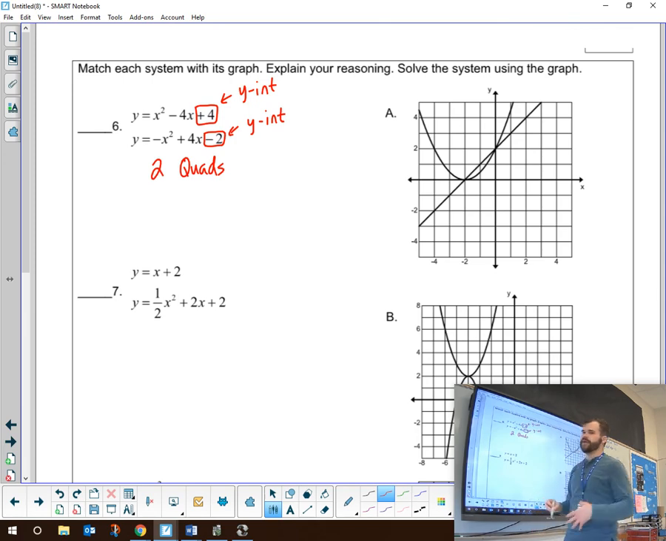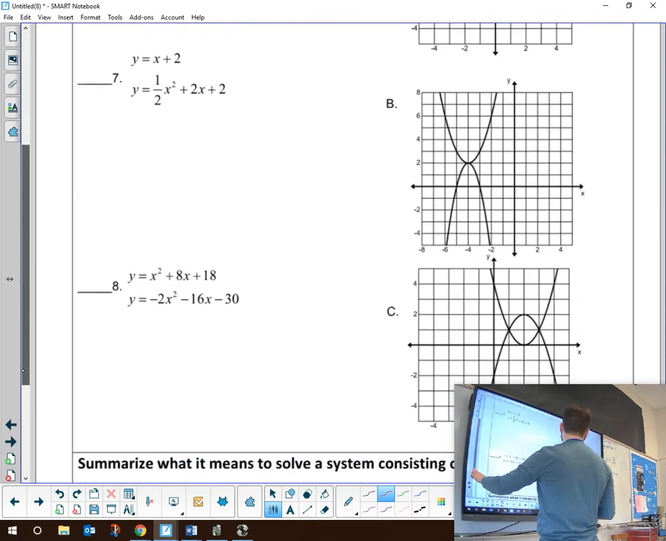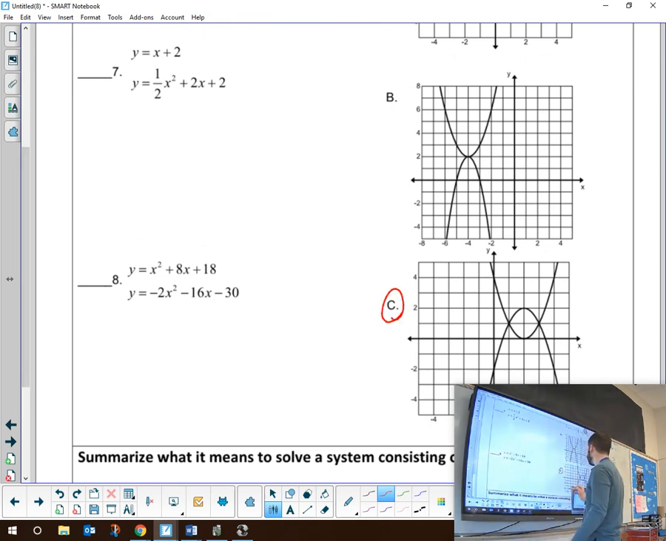So let's see if we can find one that has a y-intercept of 4 and a y-intercept of negative 2. Hey, it's down here. Look at this. Letter C. We have a y-intercept of 4 and a y-intercept of negative 2. So these match up. This one doesn't. We know it's not A because it doesn't have a linear. So it's going to be C.